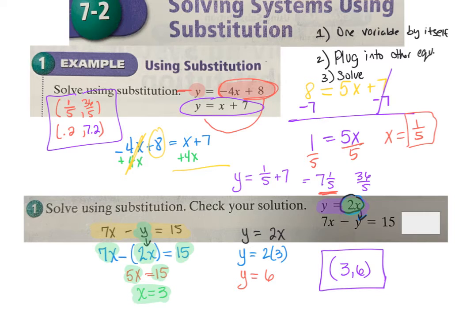Now we only have an x value, we need a y. So we're going to take our original equation, y equals 2x, and we are going to replace that x with the 3 that we just solved for. So y equals 2 times 3, or y equals 6. So our final answer here is (3, 6).